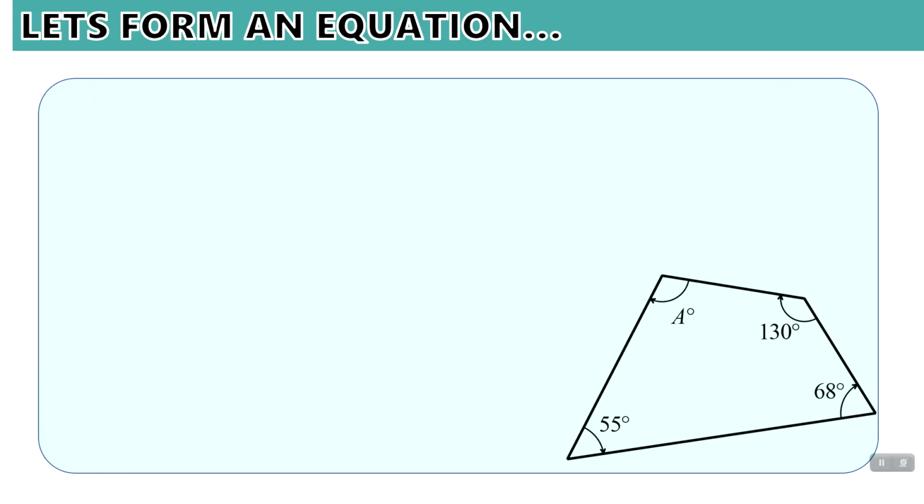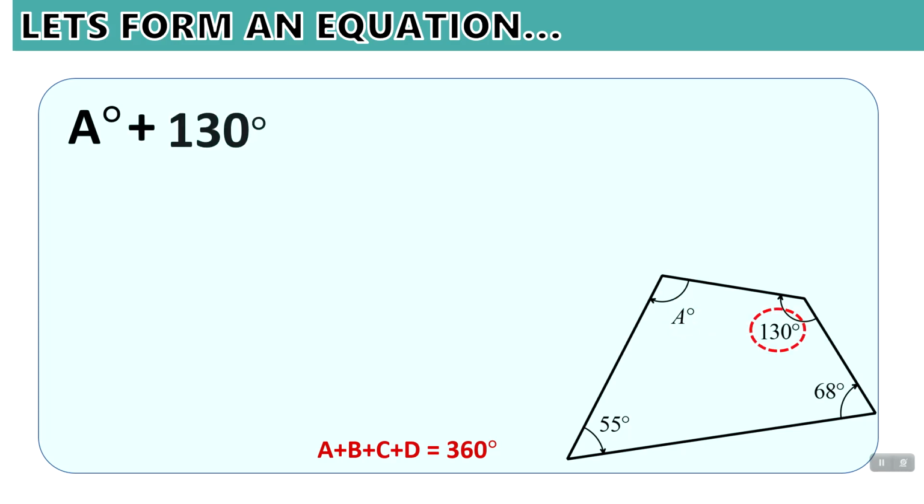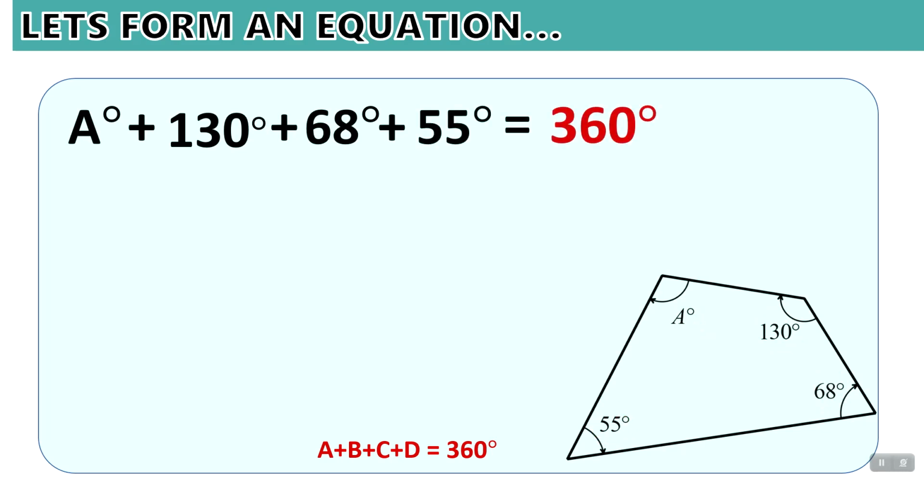And so here's a quadrilateral. We have three known angles and one unknown angle called angle A. So what we do is we know that A plus B plus C plus D equals 360. And we use that to form an equation to find the missing angle A. So let's start with the missing angle A, and let's write that first. A degrees, which we don't know, plus 130 degrees, plus 68 degrees, plus 55 degrees. We know from our equation that all of that is supposed to add up to 360 degrees.